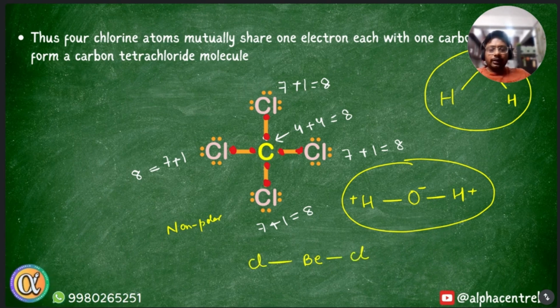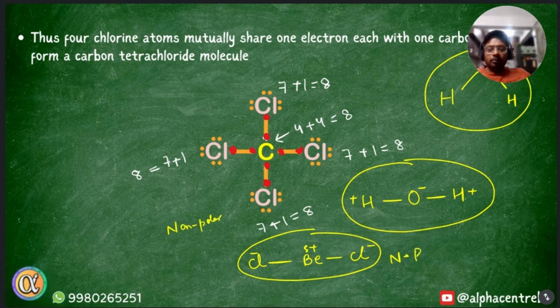In beryllium chloride, the two chlorines are right opposite to each other. So beryllium has a slight positive charge and chlorine has a negative charge. This molecule is non-polar. It is not polar because it is not positive from one side and negative from the other side. And had water's structure been like this, even water would have been non-polar in nature. But somehow this is not the correct structure of water.